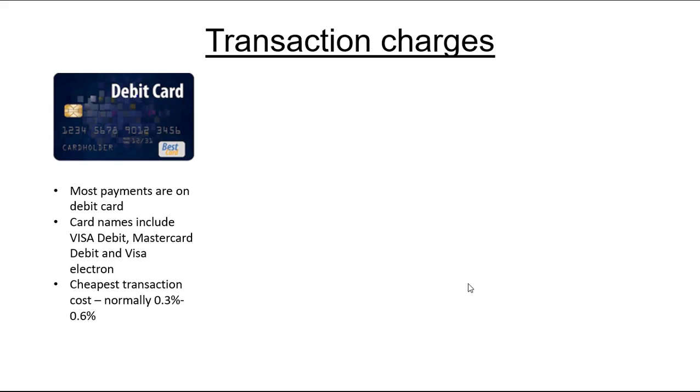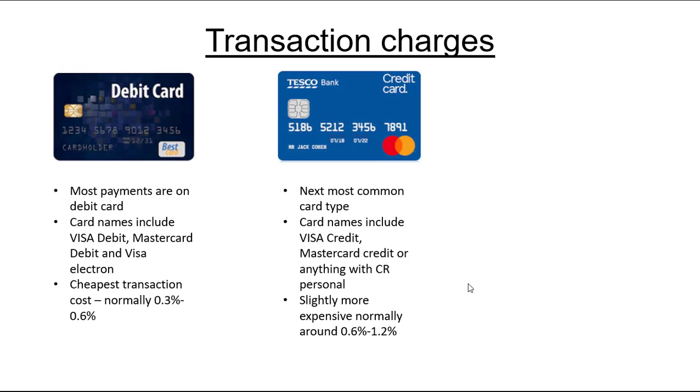type of card. There are a few different card names you will see under the debit card category. You will see card names like Visa Debit, MasterCard debit and Visa Electron on virtually every merchant bank statement. Debit card transactions are normally the cheapest, so you can use this information to identify debit card fees, which range from 0.3 to 0.6%.